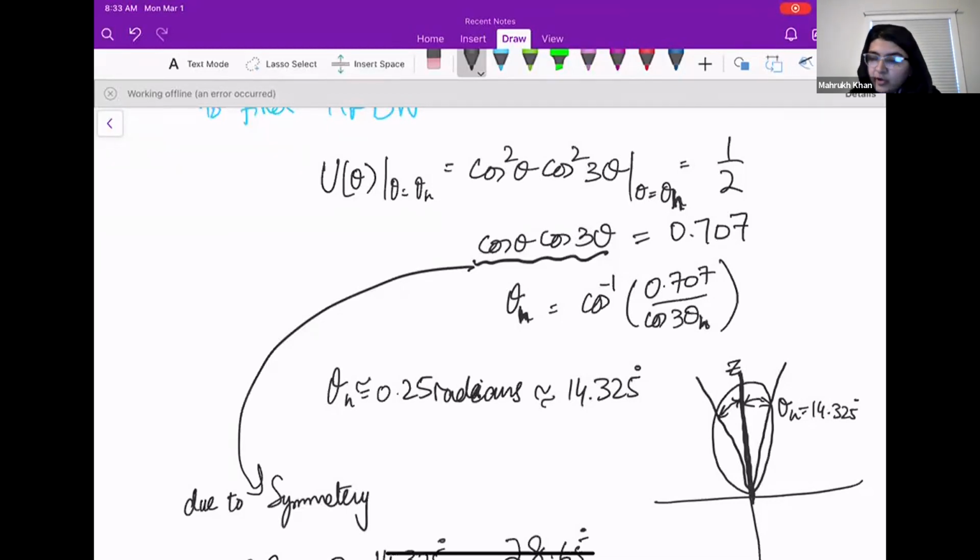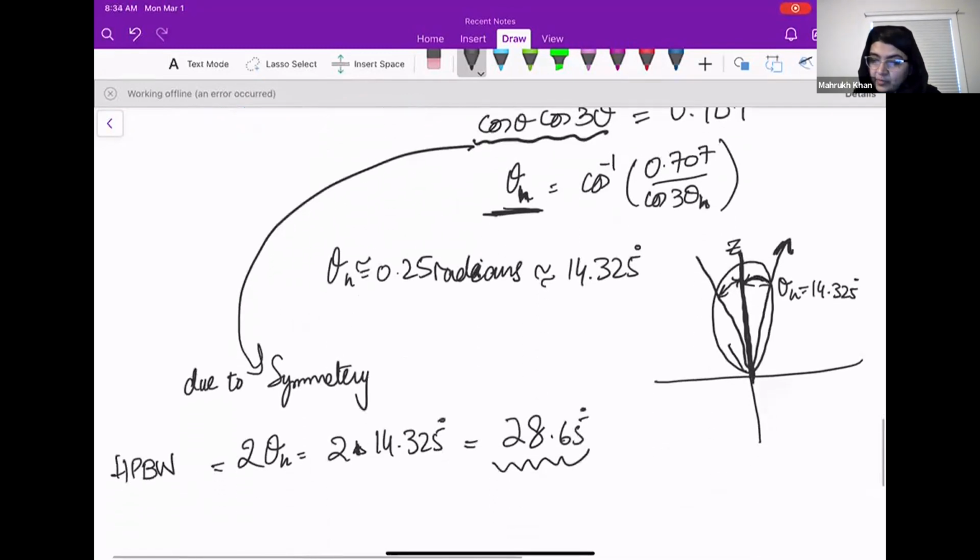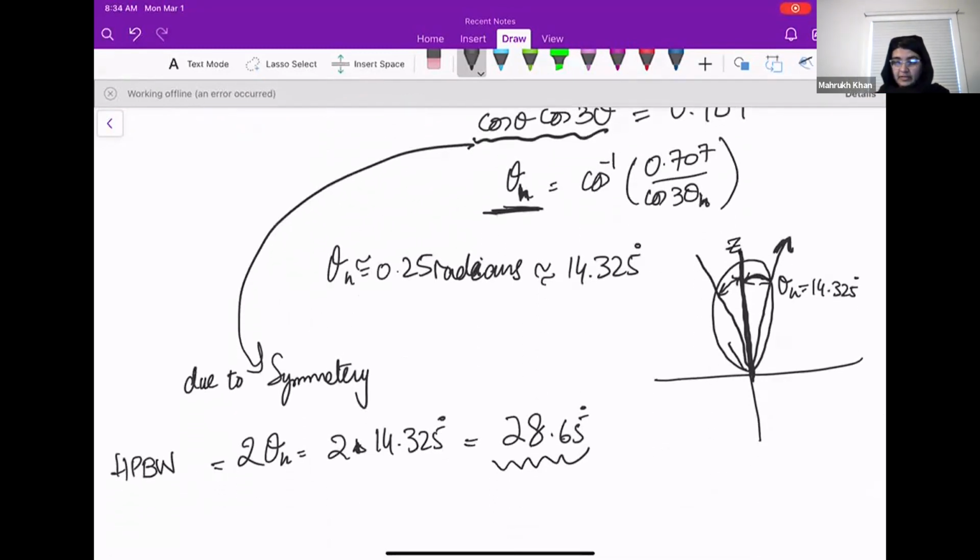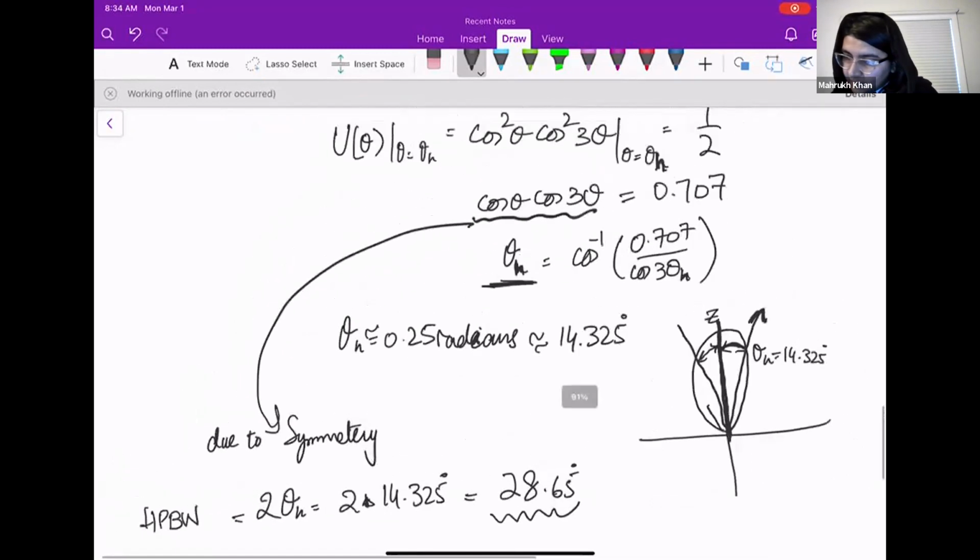This is not for the first null beamwidth. One thing I want to reiterate is that theta h is the angle this vector makes with your z-axis, right? So to find the half power beamwidth, you have to multiply it by 2. That's why the half power beamwidth is 2 into 14.325. Now, how can we find the first null beamwidth? So you are done writing.